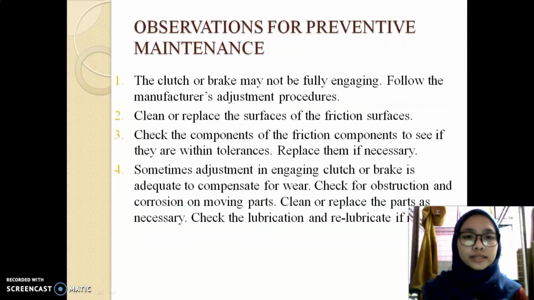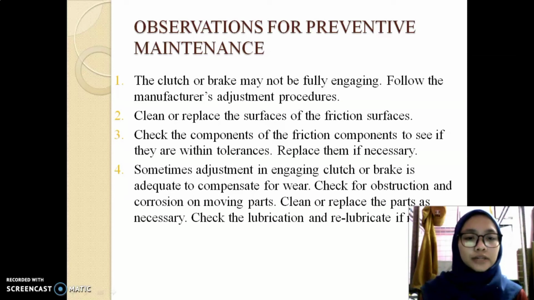Okay, next, the observation for preventing maintenance. Okay, firstly, the clutch or brake may not be fully engaging, so we must follow the manufacturer's adjustment procedure to avoid unnecessary things happening. Okay. Next, we need to clean or replace the surfaces of the friction surface.